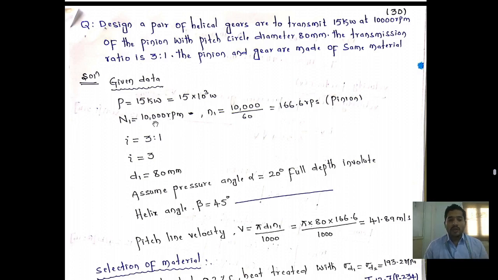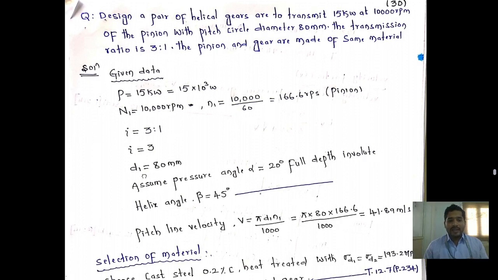If you want to convert from minute to second, you just need to divide by 60. 10,000 by 60, then you will get 166.6 rps of the pinion. Okay, and here the transmission ratio i value is given as 3:1. Clear? So after that, D1, nothing but the diameter of the pinion, is given here as 80 mm.